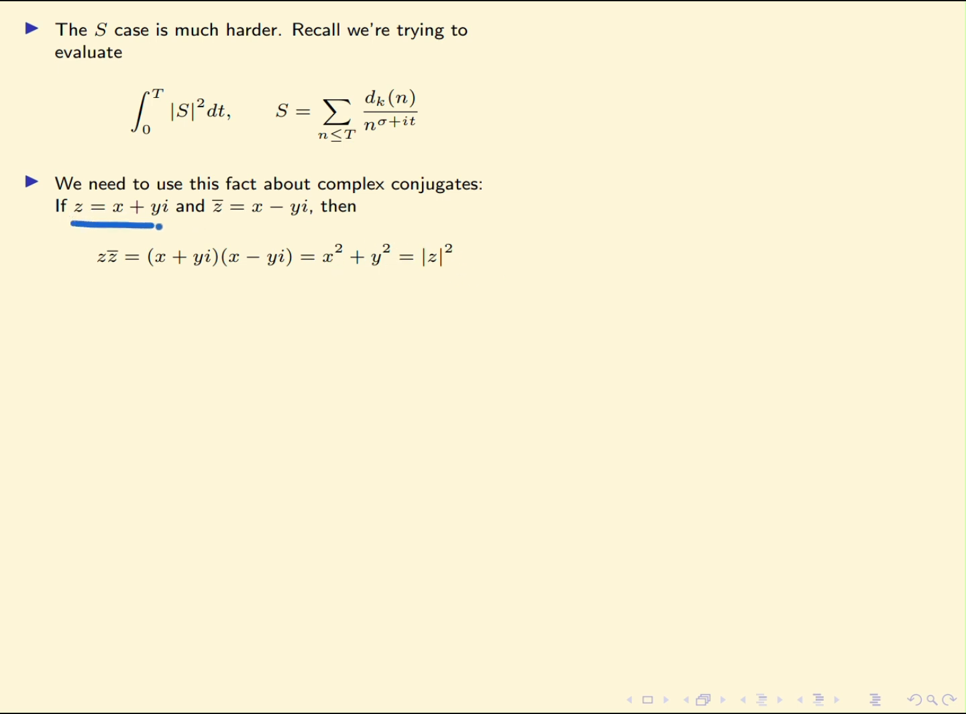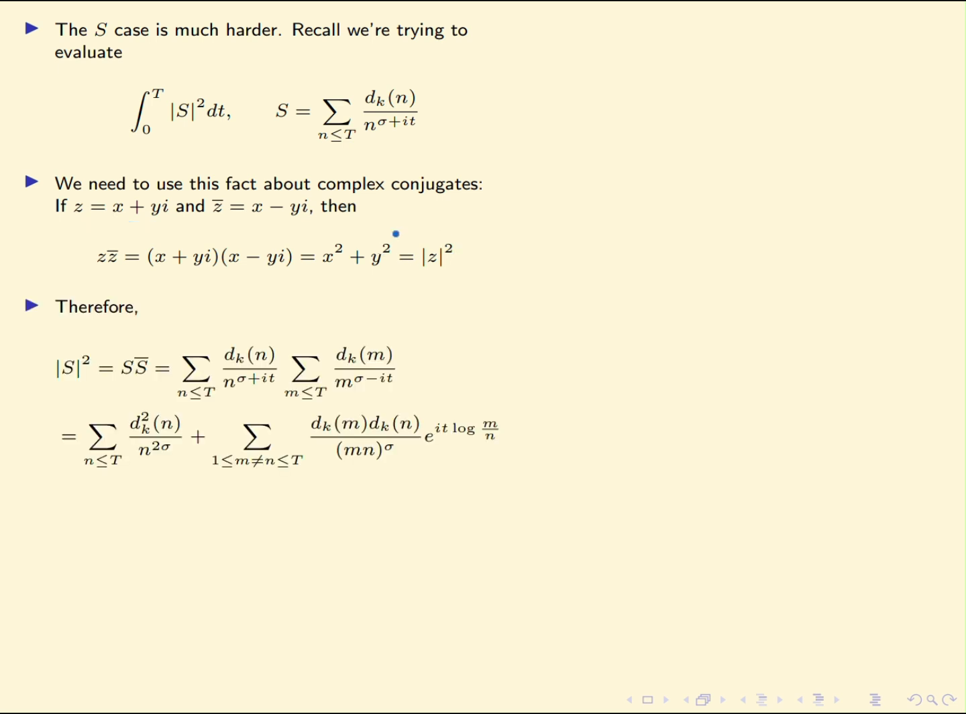So in a complex number, the real part and the imaginary part form a kind of 90-degree angle to each other. So x squared plus y squared is just the absolute value of z squared. And therefore, we can write it like this. So the absolute value of z squared, remember, is just equal to z times z bar. So therefore, the absolute value of s squared, which is inside this integral, is equal to s times s bar. So this sum. So now I'm just writing the sum times the sum with a complex conjugate.